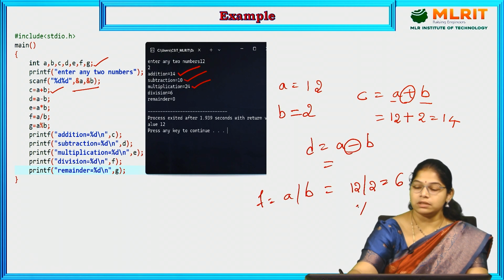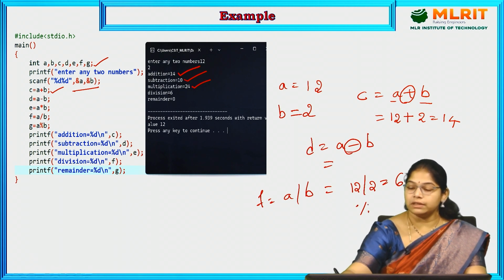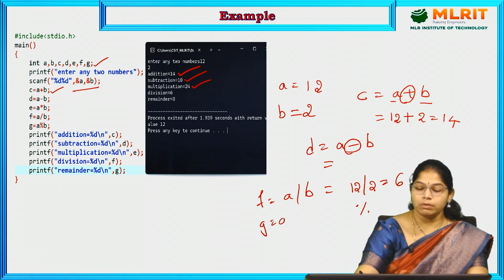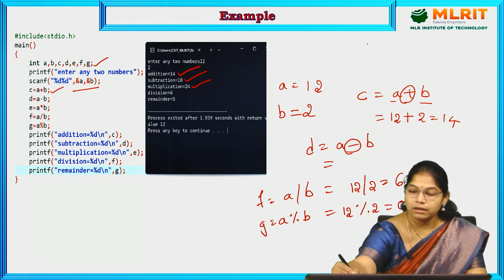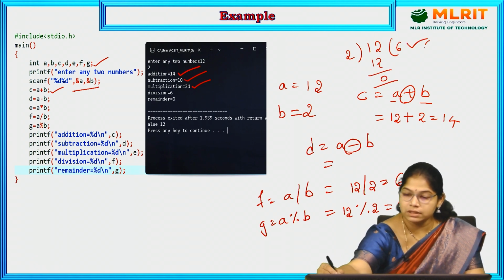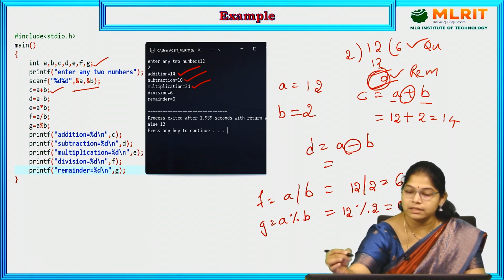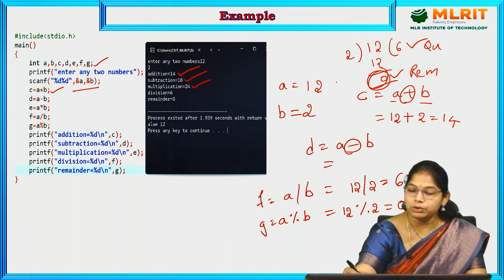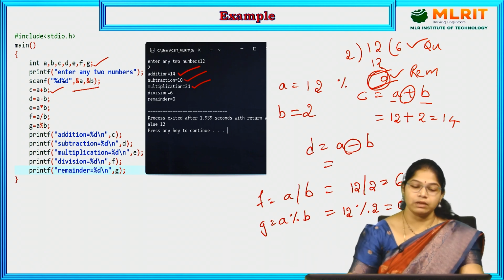Coming to modulus, where modulus gives the remainder. G is equal to A mod B, where A value is 12 and B value is 2. So the result is 0. If we do that, we get 12 and 2, 12 and 6, 12 and 0. This is the quotient, and this is the remainder. If we want the remainder as the output, then we have to use the symbol called modulus, which gives the remainder.